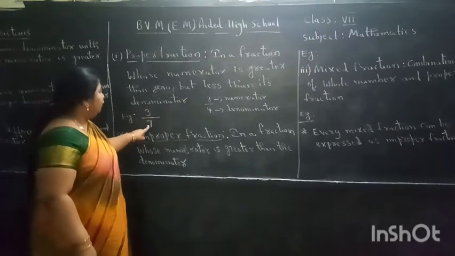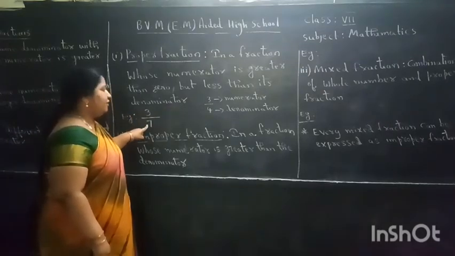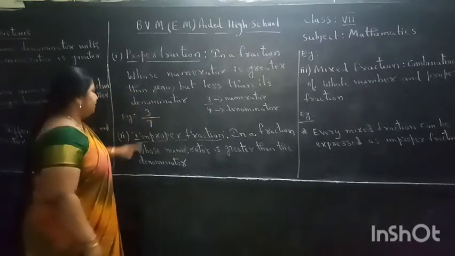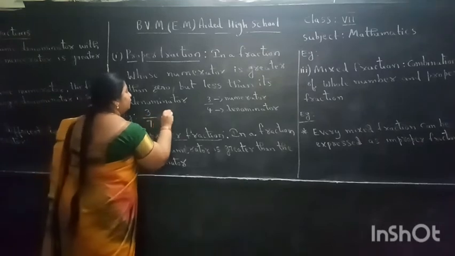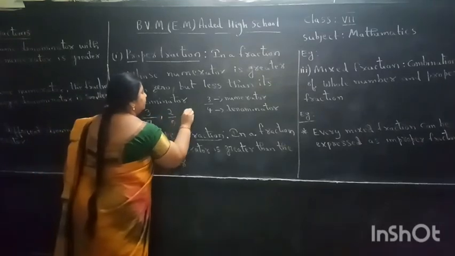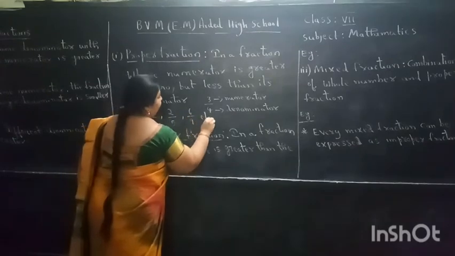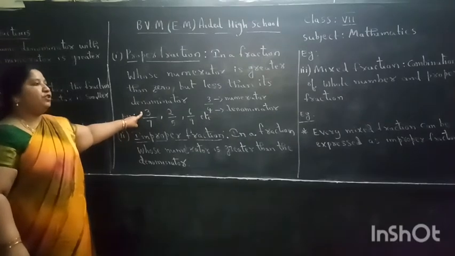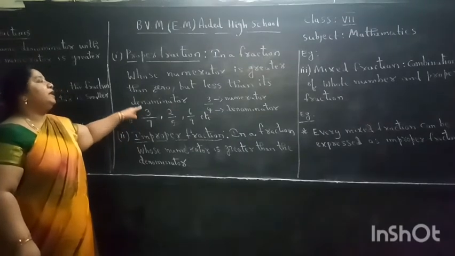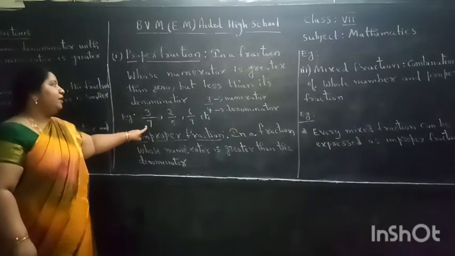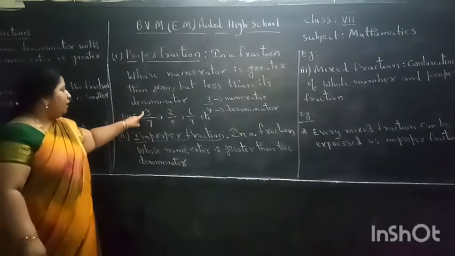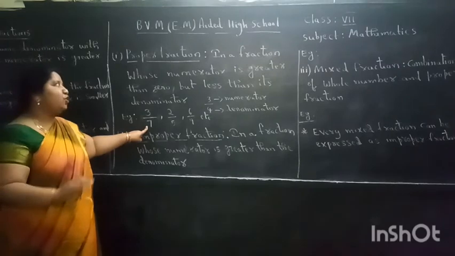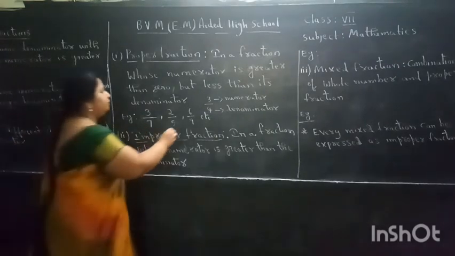Numerator, denominator. 3 is less than 7. 3 is greater than 0. 3 by 7, 2 by 5, 6 by 9, etc. Clear now? In a proper fraction, the numerator is less than the denominator. The numerator is smaller, the denominator is bigger. That fraction is called a proper fraction. Clear?